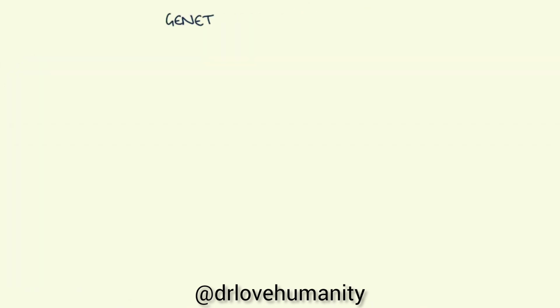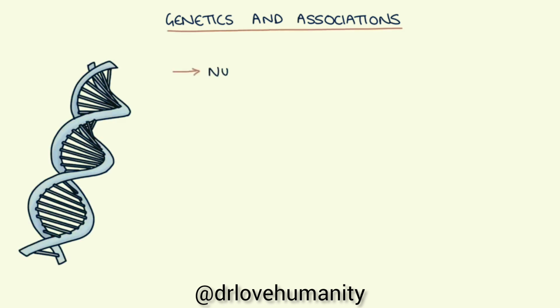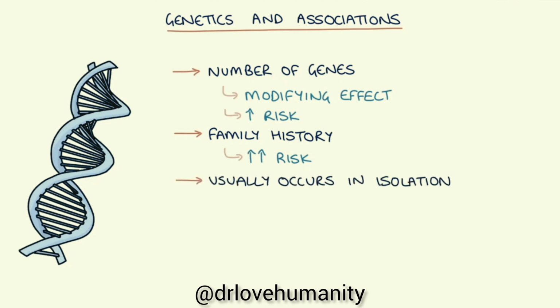Let's talk about the genetics and associations with Hirschsprung's disease. There are a number of genes on various chromosomes that may have a modifying effect to increase the risk of Hirschsprung's disease. A family history of Hirschsprung's disease greatly increases the risk. Therefore, when you're considering a diagnosis of Hirschsprung's, always take a careful family history. Hirschsprung's disease usually occurs in isolation.